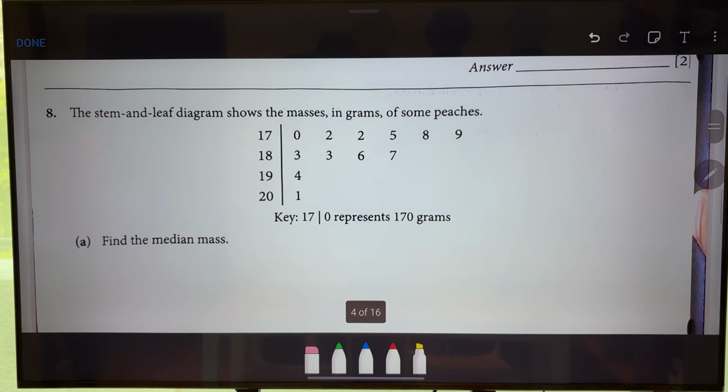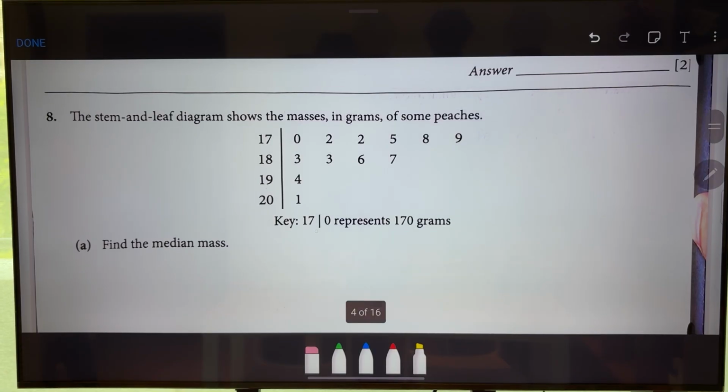Question 8 is a stem and leaf diagram. It shows the masses in grams of some peaches. So if we look at the bottom of the diagram, we see a key. This means 170 grams. So how do we find the median mass? What's median? Median means right in the middle, right? Yeah, okay, so the data that is right in the middle, how can we find the median then, based on so many numbers? How do we get the position?